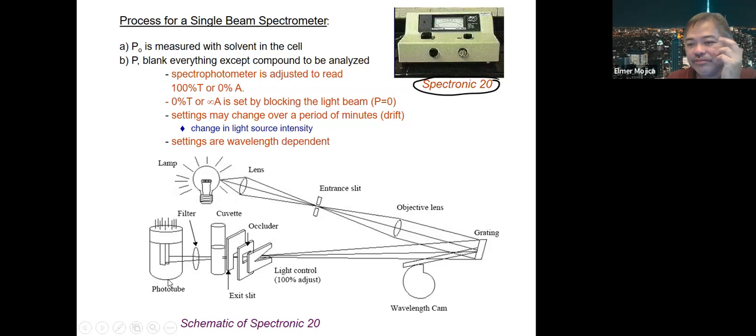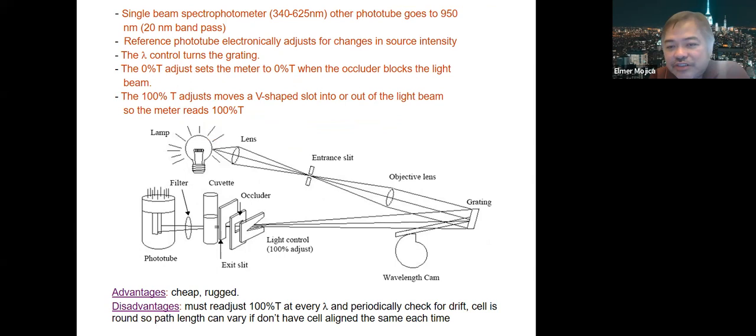All labs usually have that because that's the simplest spectrometer. If you don't have that, it means you're rich. I told you, all labs, even our lab here, because I used that last week. Okay? So the single beam spectrometer is around 340 to 625. Other phototubes go to 950 nanometers with 20 nanometer bandpass. So the reference phototube electronically adjusts the changes in the source intensity and the wavelength control turns the grating. So when you turn the wavelength control, whatever wavelength you choose, it's only the grating that turns.